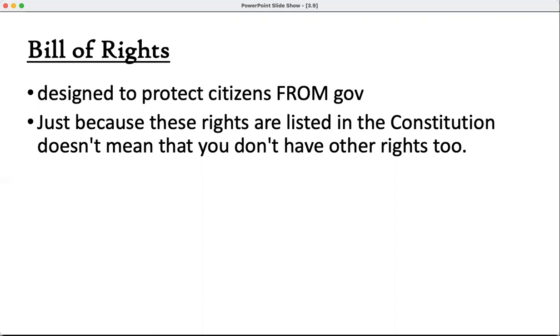A religious publication can choose to not publish things by atheists. That's allowed. An atheist publication is allowed to not publish things by Christians or Muslims or Buddhists. Private institutions are allowed to decide what their own rules are to a certain extent. The Bill of Rights is designed to protect citizens from government overreach. Private institutions have a lot of leeway. And just because these rights are listed in the Constitution, it doesn't mean you don't have other rights as well.